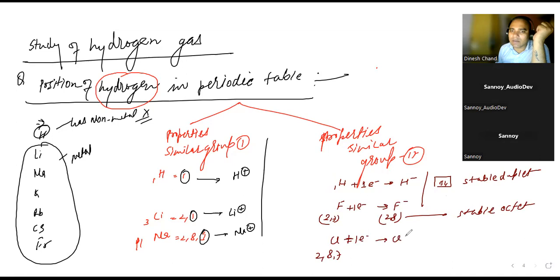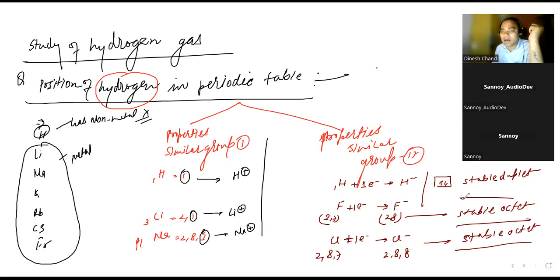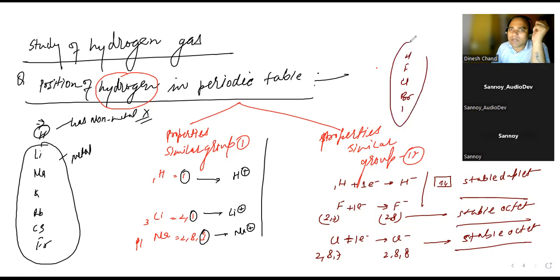So it forms Cl minus. Cl minus means 2, 8, 8, so that is a stable octet. Now, how can you keep it with the other group, if it takes 1 electron just like hydrogen and becomes stable? And secondly, they are all non-metals. Hydrogen, fluorine, chlorine, bromine, iodine are non-metals. So it should properly be kept with what? The halogens, right?